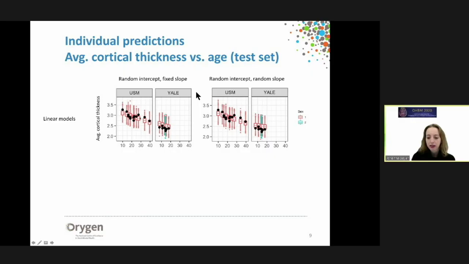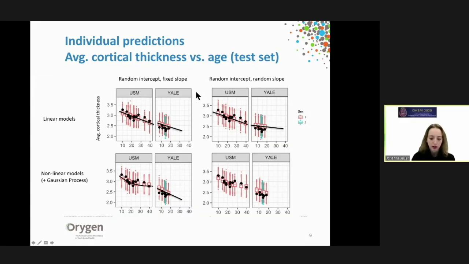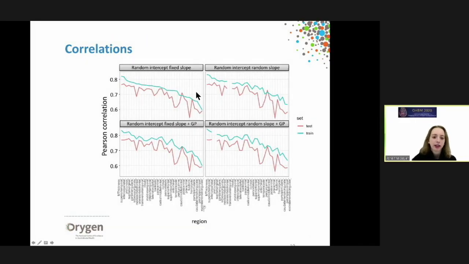Then for the nonlinear models, here I also can capture nonlinear associations, which you can also see here. The slopes are curved, the same for this one. Then for correlations, I've already indicated that the correlation for average cortical thickness between the true and predicted value was quite high. I also tested other regions, and you see this here. So it turned out that it didn't work for all the regions equally well.